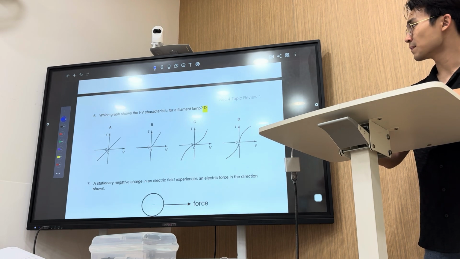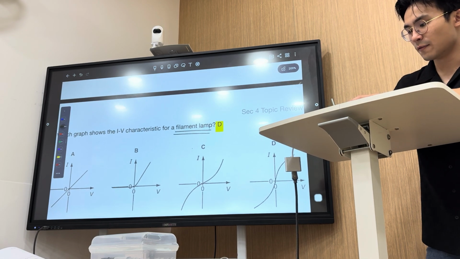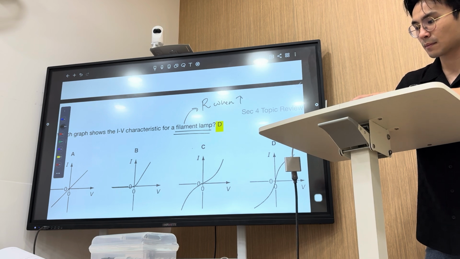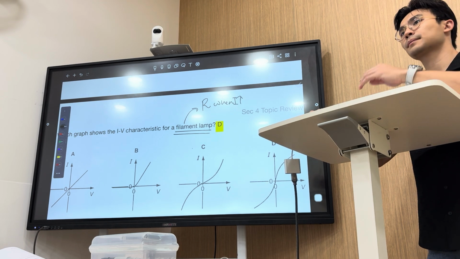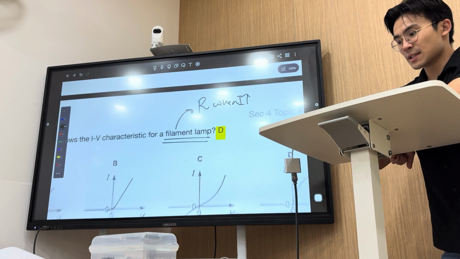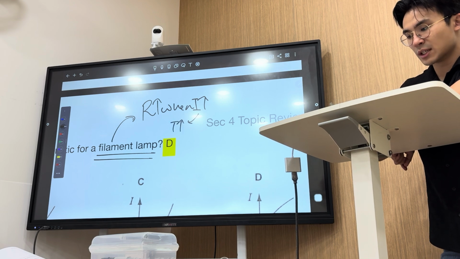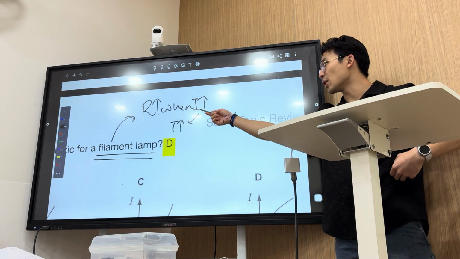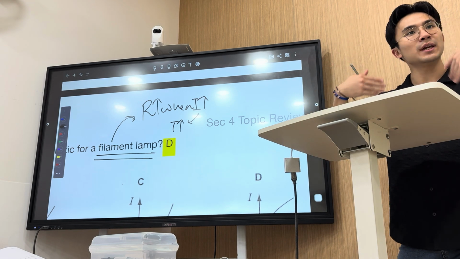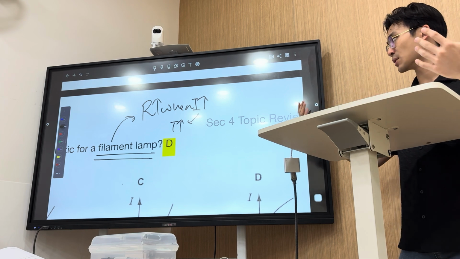Okay, let's carry on. Question 6, your filament lamp. What happens to resistance when current increases? Resistance will also increase. The link between these two is temperature. The more current you have, the greater the charges flowing. With more flowing, you have more friction, temperature goes up. When temperature goes up, resistance goes up.